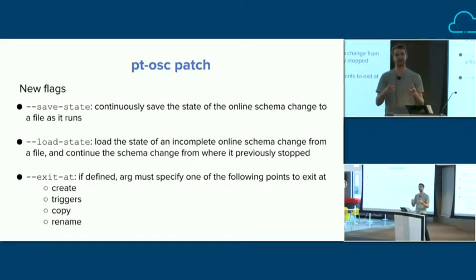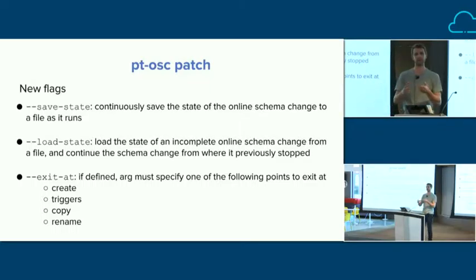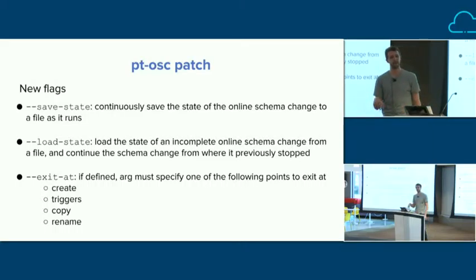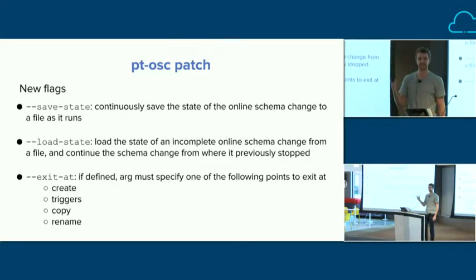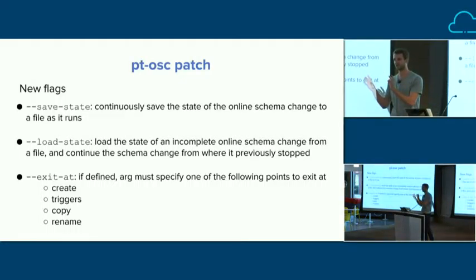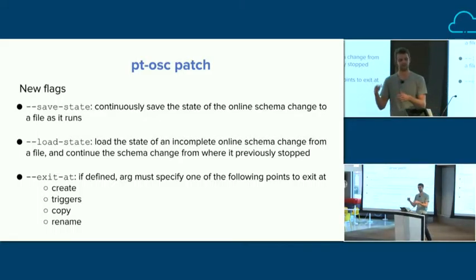If you pass that pointing at a save state file that you had previously created, you can just pick up the migration from where it had last left off. And the other flag we added is exitEt. Basically, if you define exitEt, you can quit a migration at different stages: either after you create the new table, or after you create the triggers, or after you're done copying all of the rows, et cetera. And we'll get into some examples.